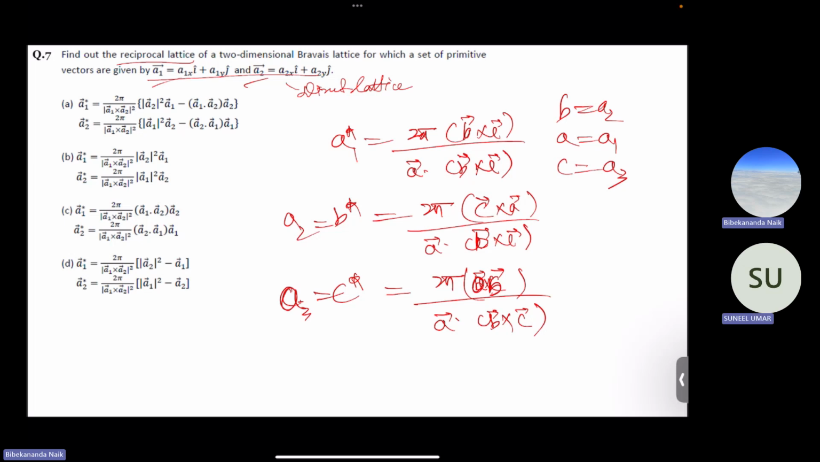Sir, explain this one, sir. So you see, I just told you that in the expression of a1 star and a2 star, we are writing 2 pi b vector cross c vector. So we have to assume some value of the c vector. Since the c vector is not given in this question, we can simply assume it as k cap, because all are written in terms of i cap, j cap.